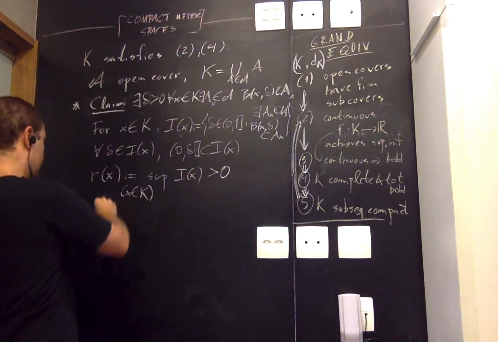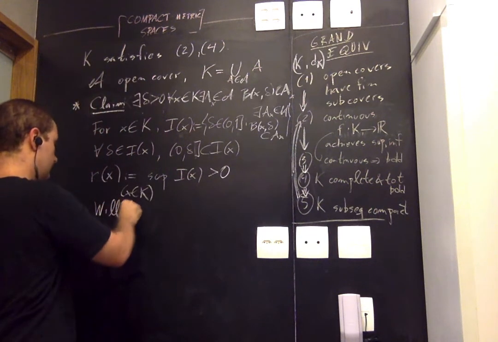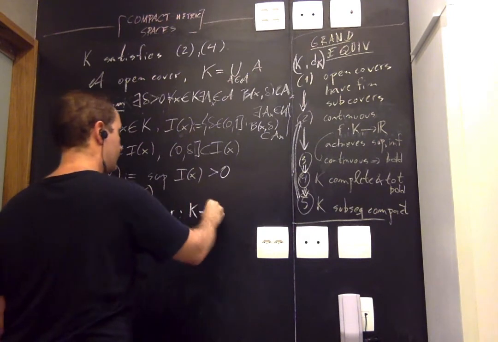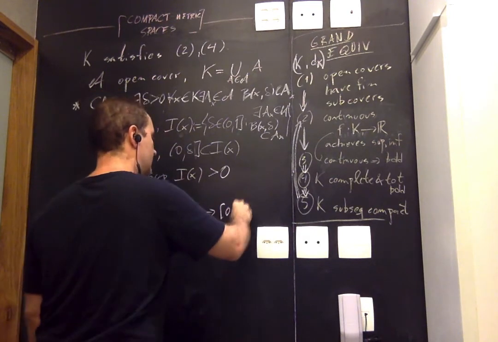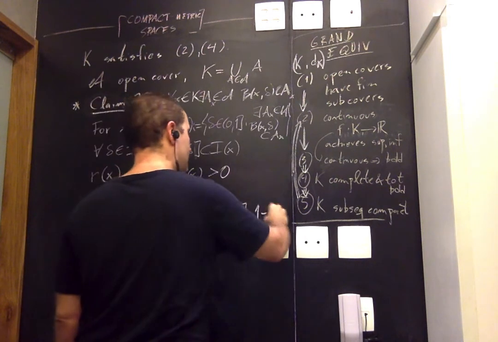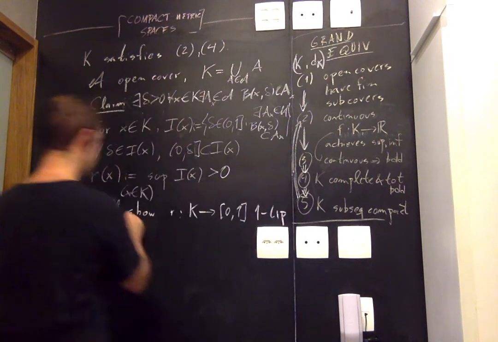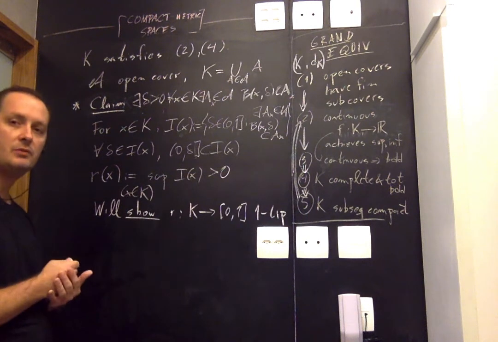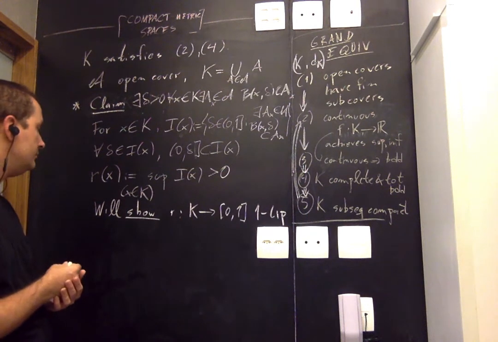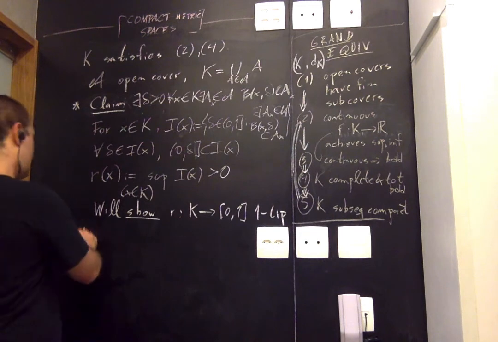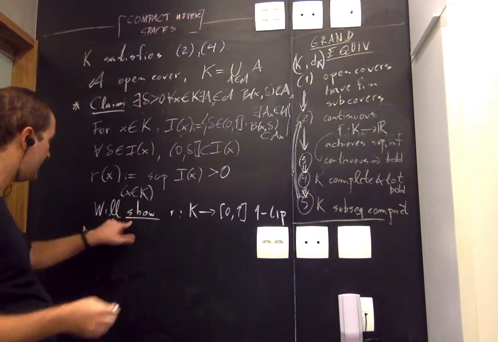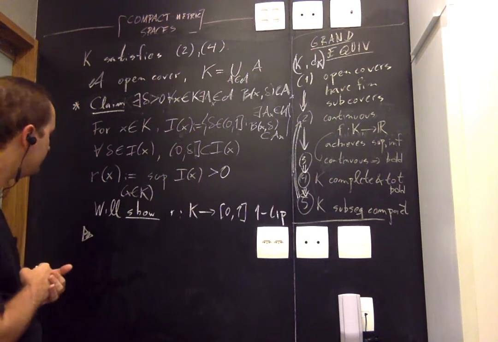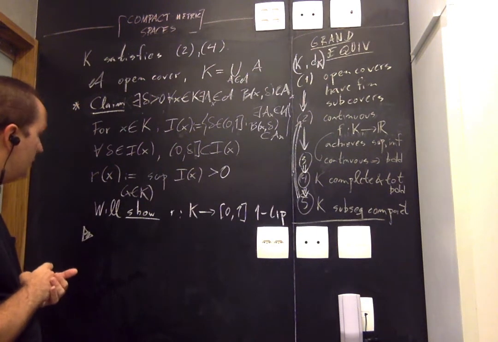And we'll show that R is a function from k to (0, 1] that's one Lipschitz. So this is sort of a claim inside the claim. I claim that this function is one Lipschitz. What's the consequence of that? So if you accept that this function R of x is one Lipschitz, what is the consequence of that?